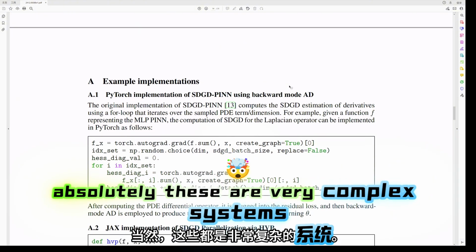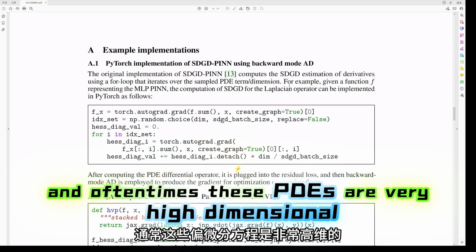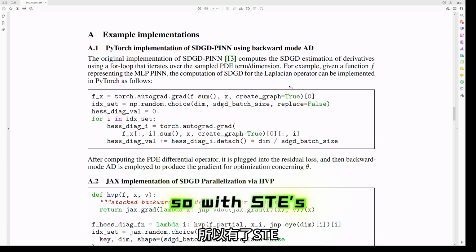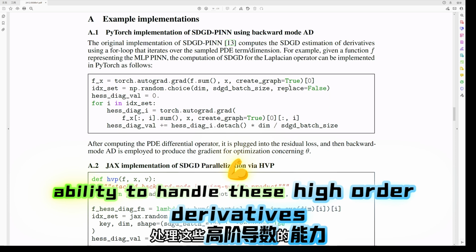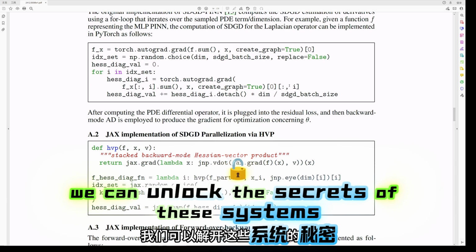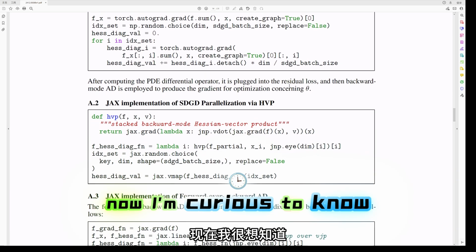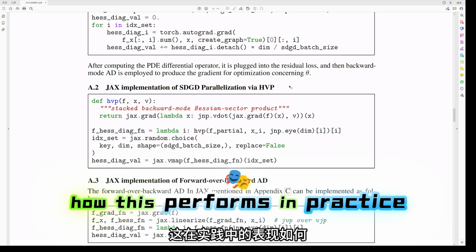Absolutely. These are very complex systems that are governed by PDEs, and oftentimes these PDEs are very high dimensional. So with STDE's ability to handle these high order derivatives and this high dimensionality, we can unlock the secrets of these systems. It's like we've been given a new lens to see into these systems. Exactly. Now I'm curious to know how this performs in practice.